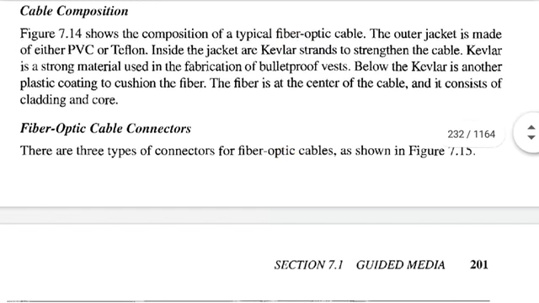Cable composition. Figure 7.14 shows the composition of a typical fiber optic cable. The outer jacket is made of either PVC or Teflon. Inside the jacket are Kevlar strands to strengthen the cable. Kevlar is a strong material used in the fabrication of bulletproof vests. Below the Kevlar is another plastic coating to cushion the fiber. The fiber is at the center of the cable and it consists of cladding and core.